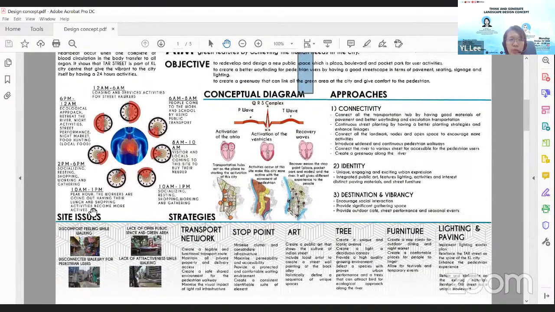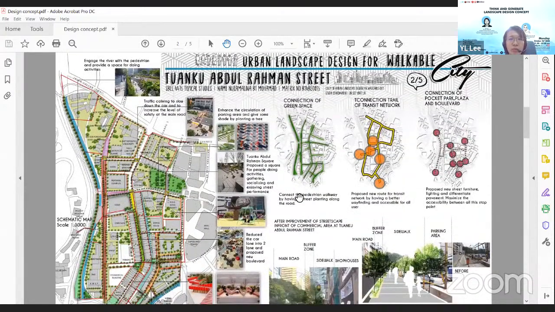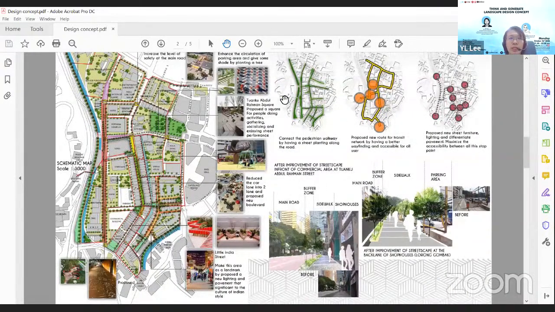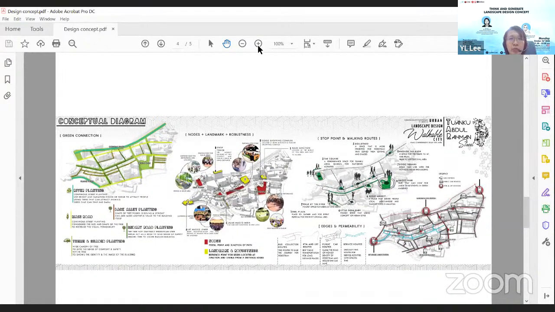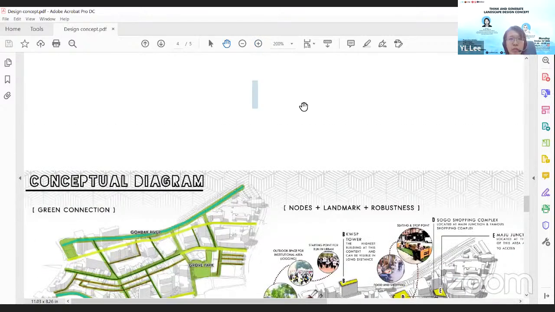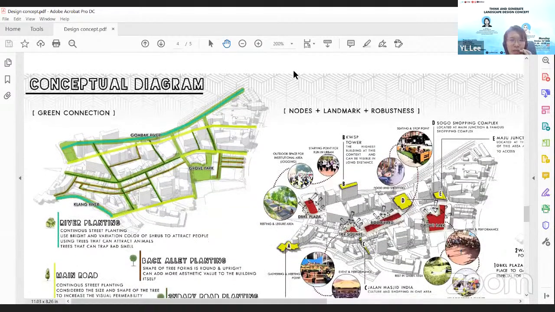Normally I will ask students to put simple site issues and also design strategy on the boards. The main point, let me show you first. This is the design concept that I think is good for you all to learn. Not all the students were going to do this, but she's good. She understands my design process.